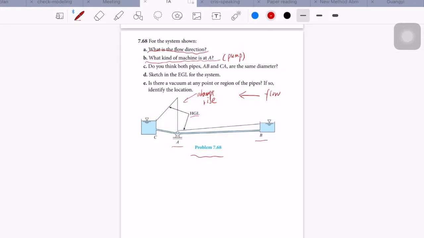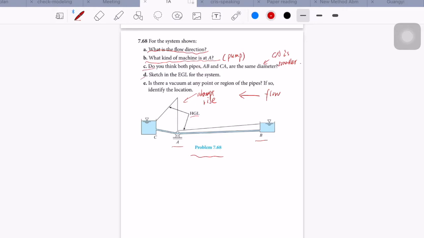C, do you think both pipes AB and CA have the same diameter? No, actually the diameter of pipe CA is smaller because of the steeper HGL. So we can write that CA is smaller.